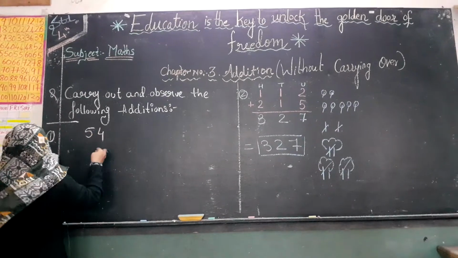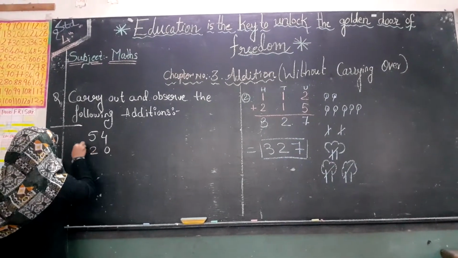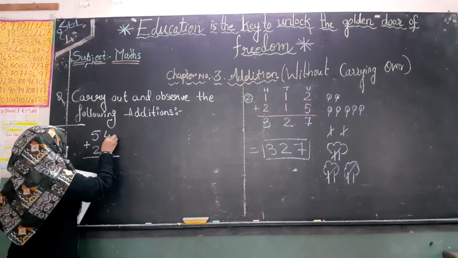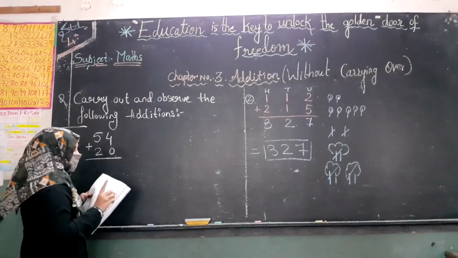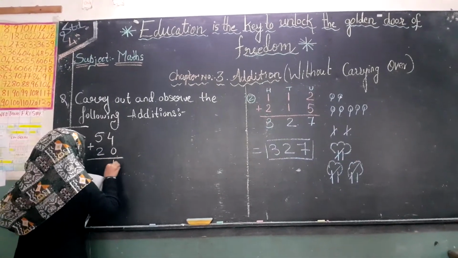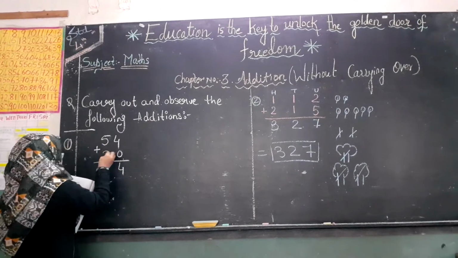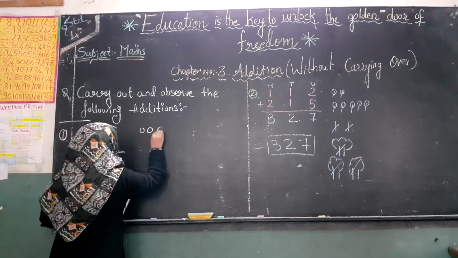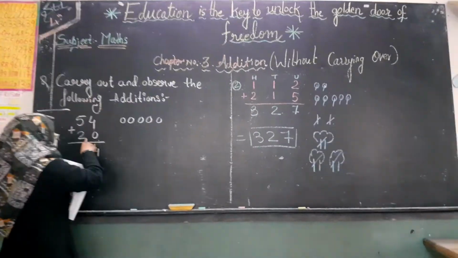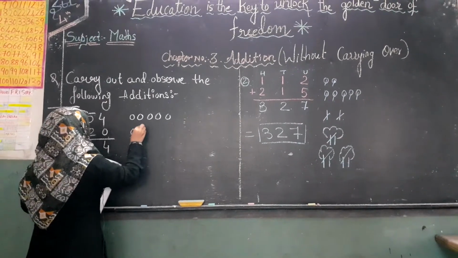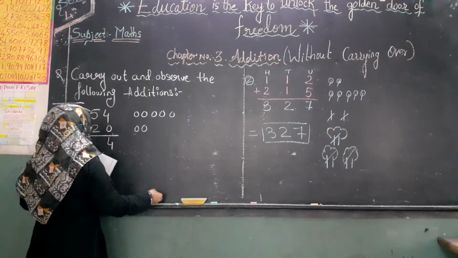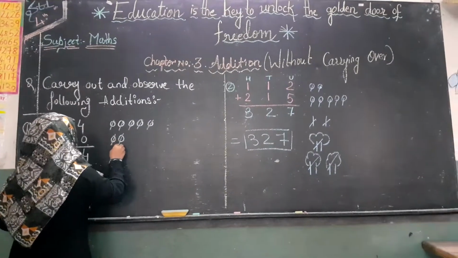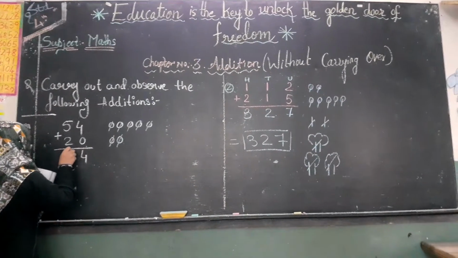54 plus 20. Now we have to add this. Now 4 plus 0 is 4. Understood? 4 plus 0 is 4. Now 5 plus 2. How will we add? 5, then 1, 2 more: 1, 2, 3, 4, 5, 6, 7. Now you have to write here 7.